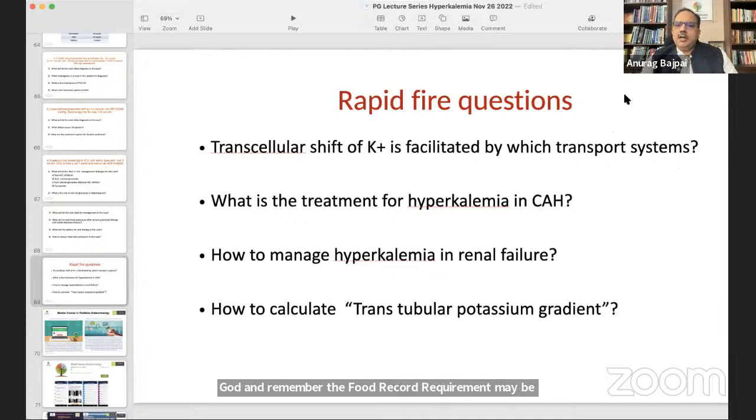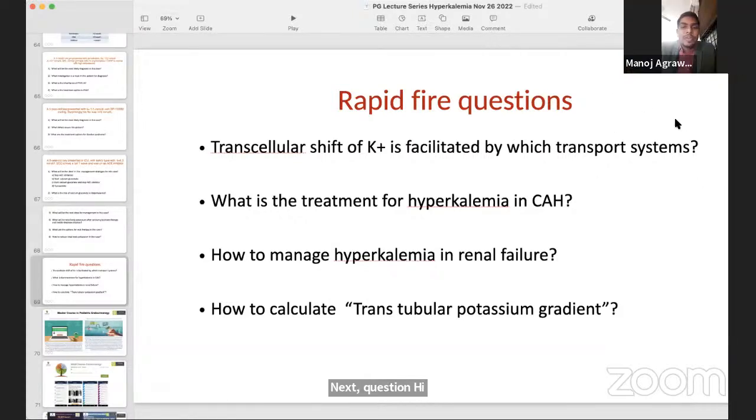Next question, hyperkalemia and renal failure. How to manage the hyperkalemia in renal failure? It is a very particular management.